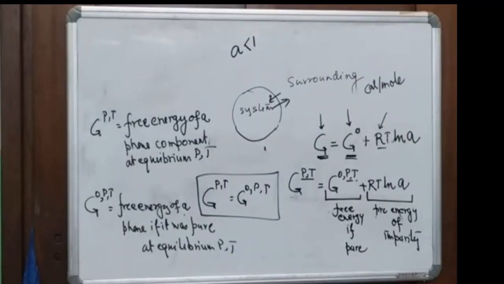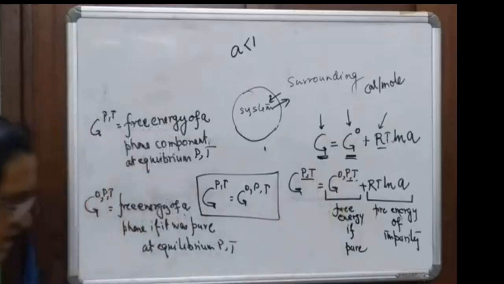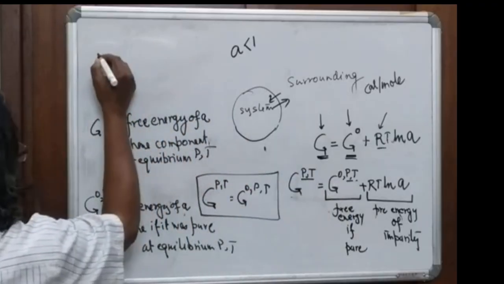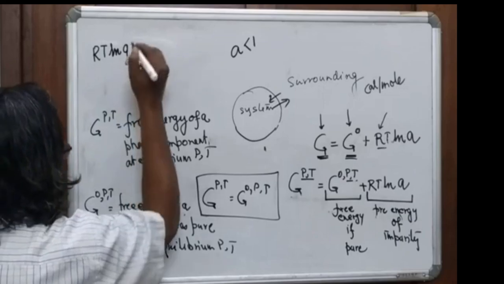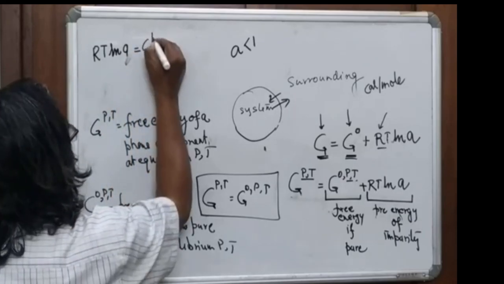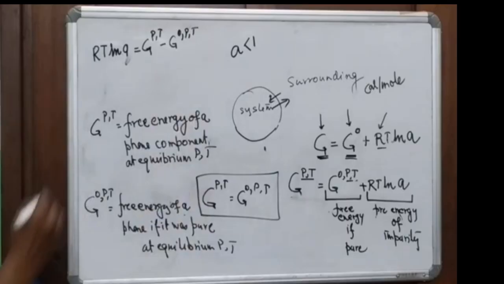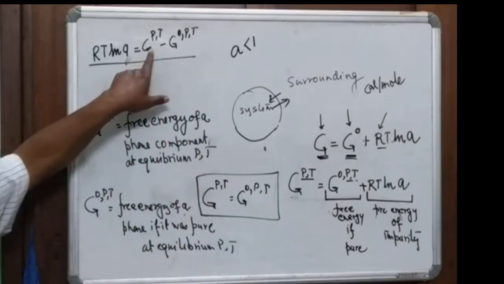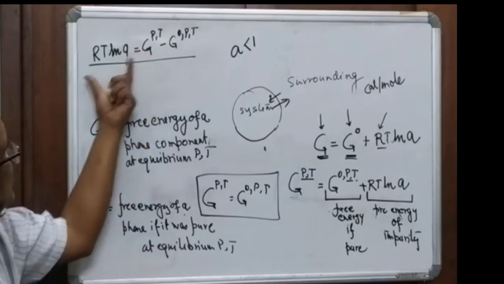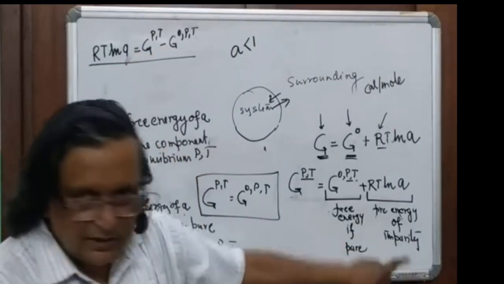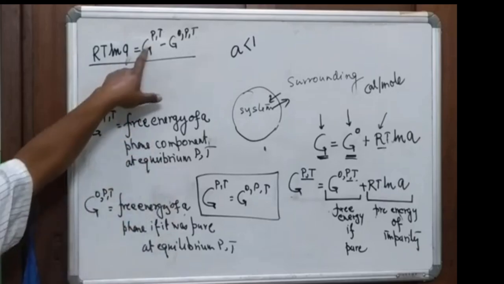Now, so we come to the first part, a good conclusion. And then you can write this in another way. And I leave this for you. I can write also RT ln a is equal to, right? Of course, G is the total free energy, G0 PT is the free energy if it were the pure phase, and if you take the subtraction, that's the free energy of impurity, isn't it? That's what you said, free energy of impurity. So that is how it is. So RT ln a is equal to G PT minus G0 PT.